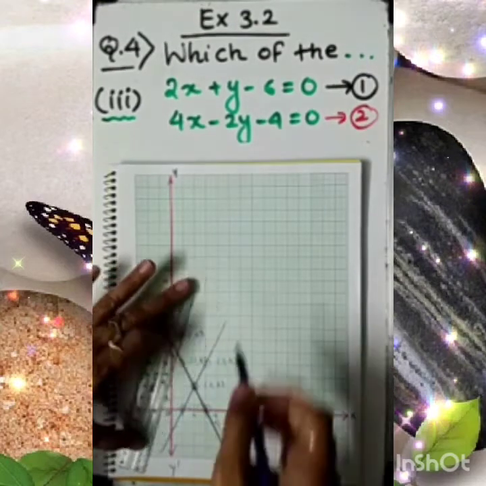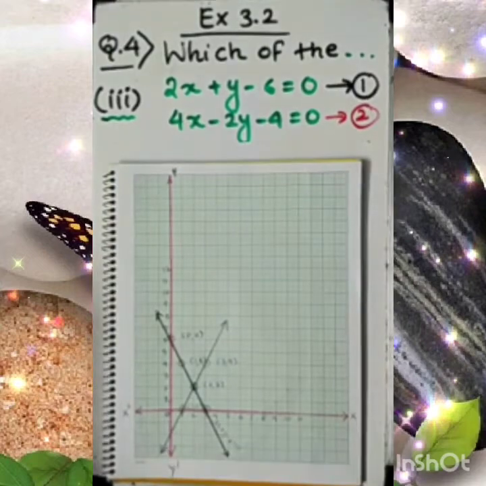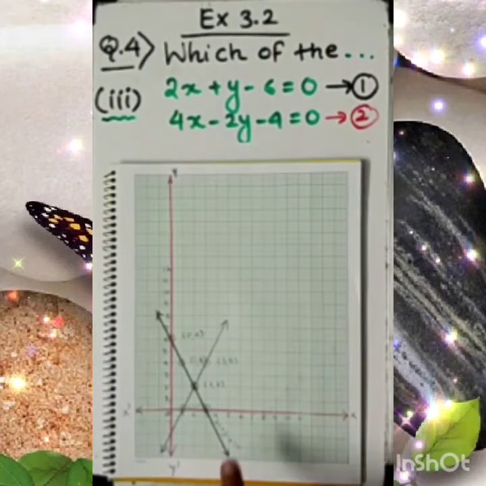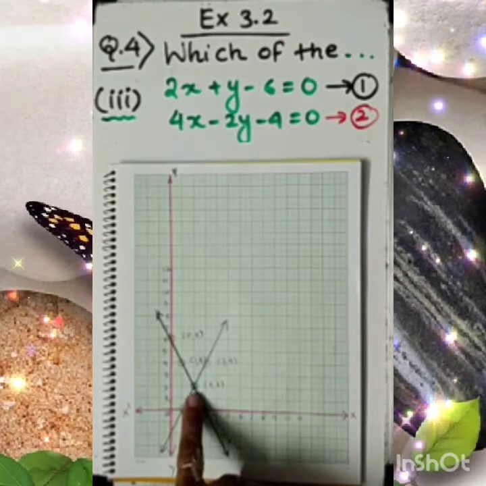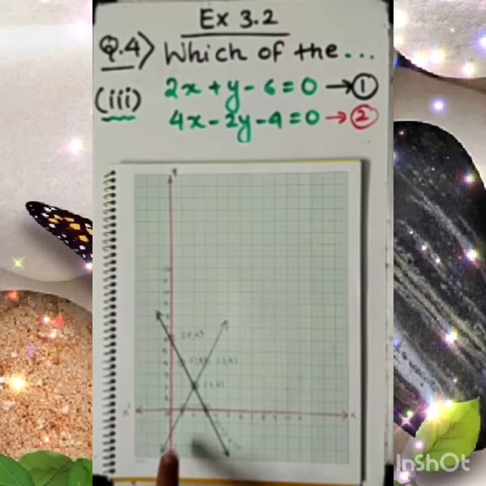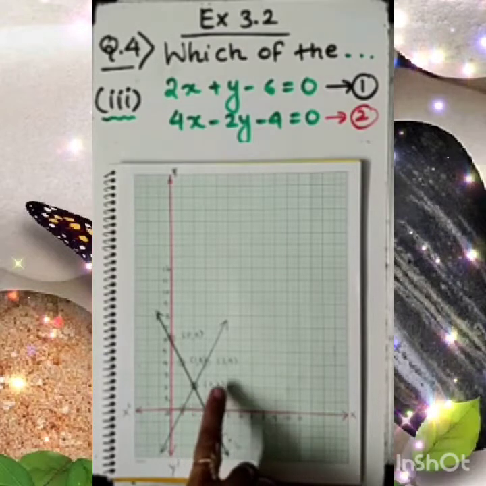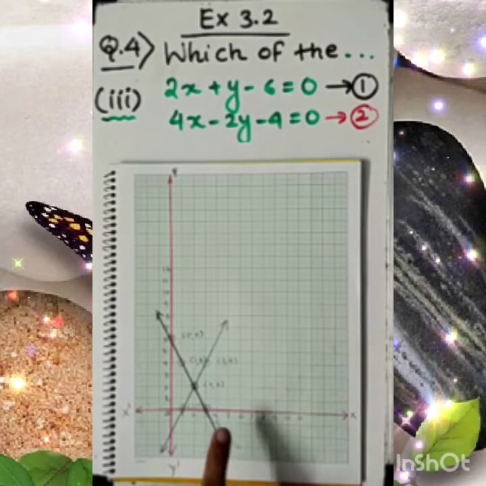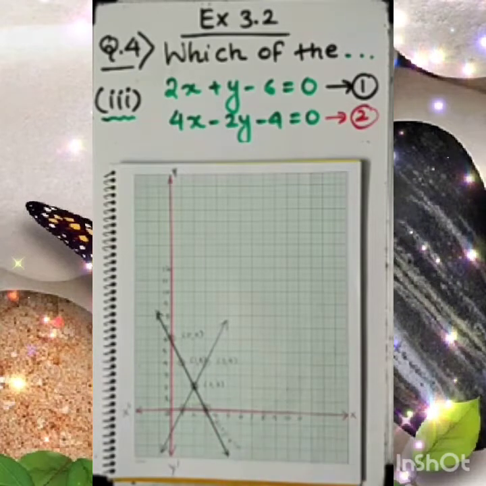Now after extending the line, there is a big conclusion in front of us. Both of these lines are intersecting lines. Where they intersect, the intersecting point here is (2, 2). So the solution of this pair of equations is (2, 2). This is the complete solution. This is the graph. Now let's write all this conclusion.